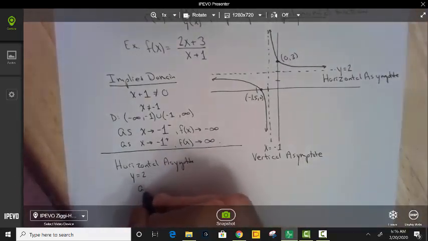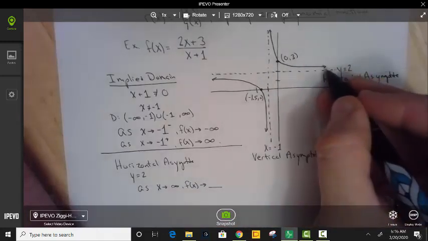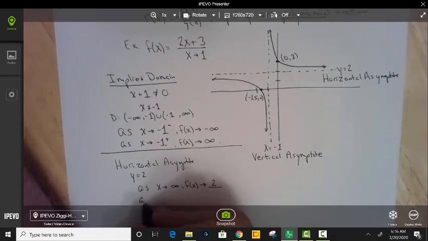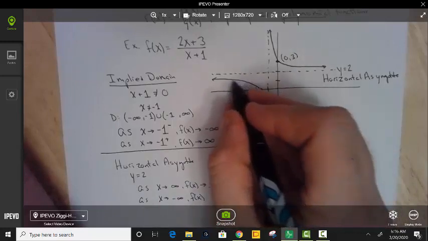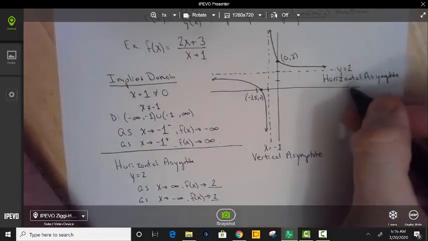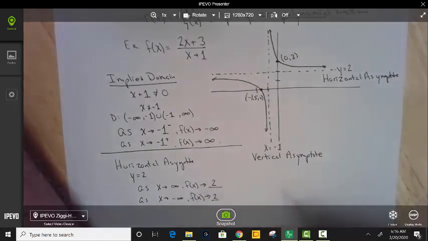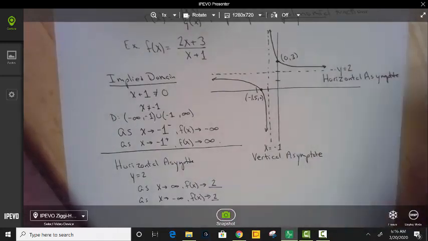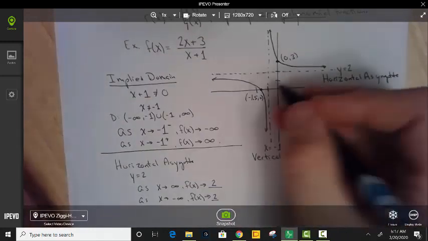If we look at the graph here, as x goes to infinity, the y values approach 2. And as x goes to negative infinity, the y values over here on the left side of the graph approach 2. So what the function is approaching as we go to the ends of the graph, the end behavior of the graph, if it isn't approaching infinity or negative infinity, if it's approaching a specific number, then that's called a horizontal asymptote.